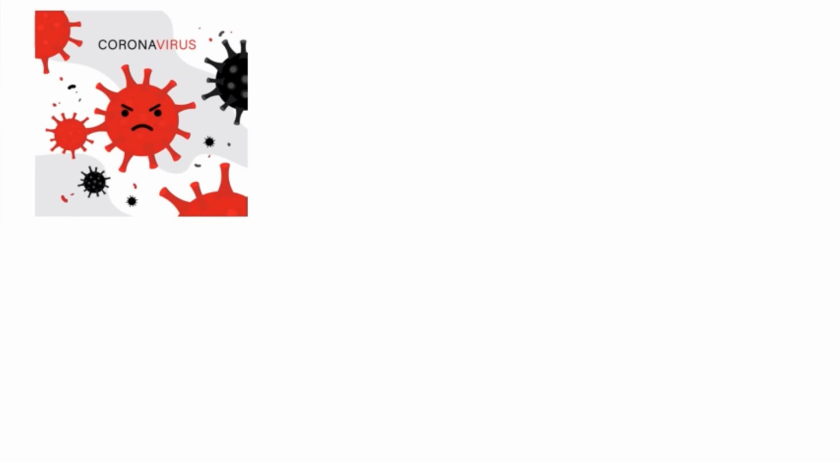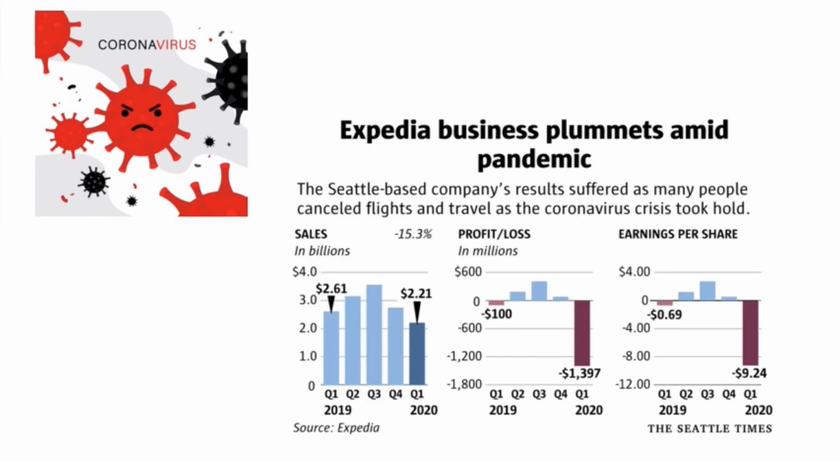All in all, the main reason for the decline of revenue in Expedia is because of the coronavirus or COVID-19 outbreak. We can see from the news here from the Seattle Times, Expedia business plummets amid pandemic. We can see everything from the sales, profit or loss, earnings per share, everything having a very huge decline. It is mainly because many people cancelled flights and travel as the coronavirus crisis took hold.